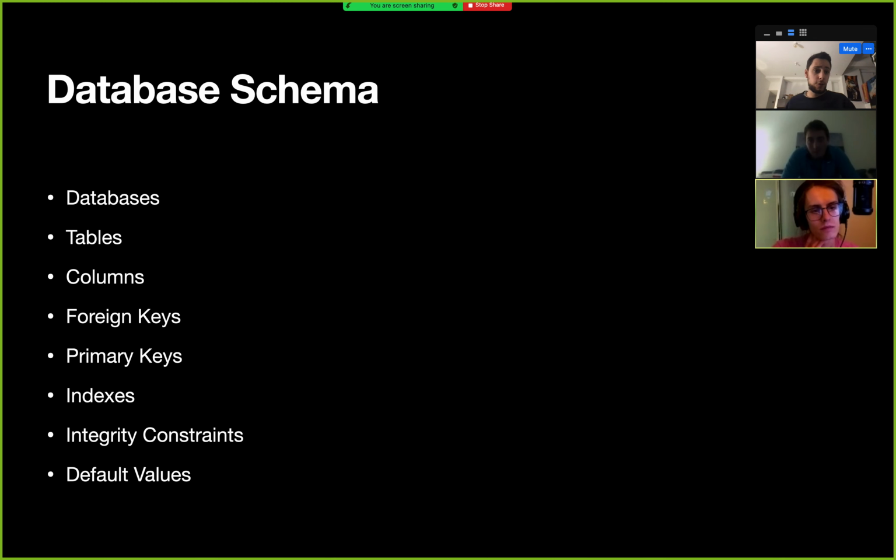Foreign keys are special columns. And so kudos, Colin, for reading up on this ahead of time. A foreign key is a constraint that you put on a table. It's one of the things the DBMS will ensure is always true.